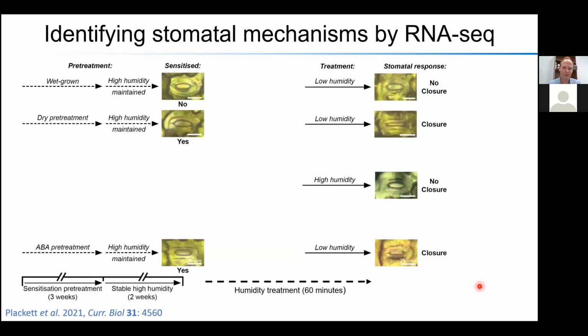So what we had was a series of treatments that gave different responses. So on the left here, we have our untreated insensitive stomata, and then we had 2 different ways of treating the plants to induce sensitivity in the stomata. And then with those, we could put them either under low humidity or keep them at high humidity, and this would trigger different stomatal responses. So they either closed or they wouldn't close. So what we decided to do is to use these different conditions and do comparisons between them and look for changes in gene expression that correlated either with the acquisition of sensitivity or correlated with stomatal closure.